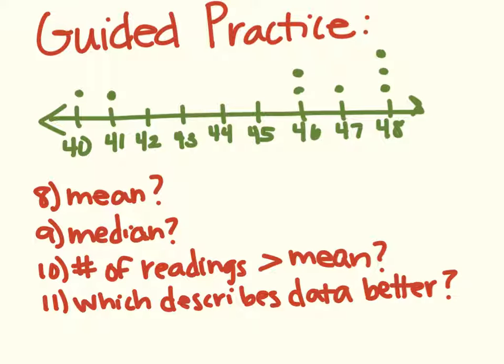In number 10, how many of the temperature readings recorded are higher than the mean temperature? And then finally, I'd like you to explain which of the 2 measures of central tendency, the mean or the median, is a better description of this data set. Be ready to justify your answer with a sentence or 2.